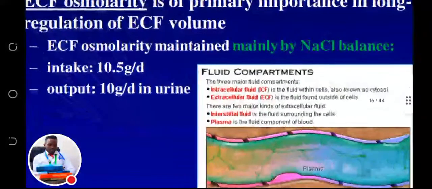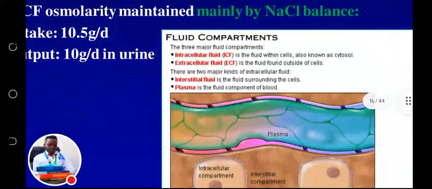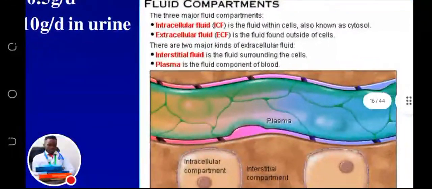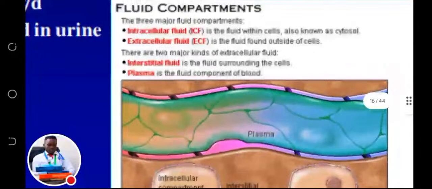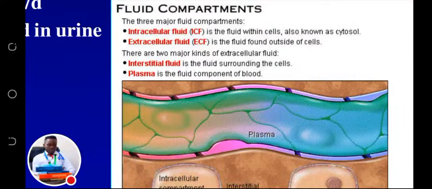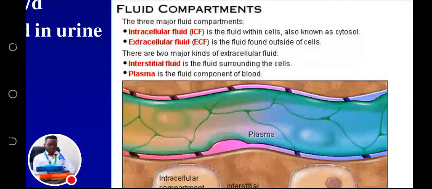So fluid compartments, they have three major fluid compartments. You need to understand that there are three major fluid compartments. The first one is the intracellular fluid, which is the ICF, that is the fluid within the cell, also known as the cytosol, which is just the cytoplasm. Then the extracellular fluid, this is the ECF. This is the fluid that is found outside the cell.